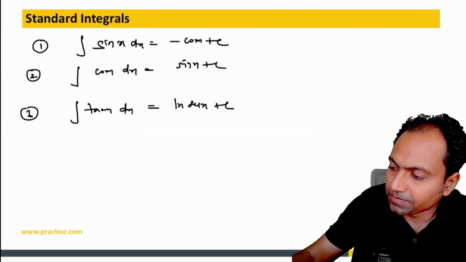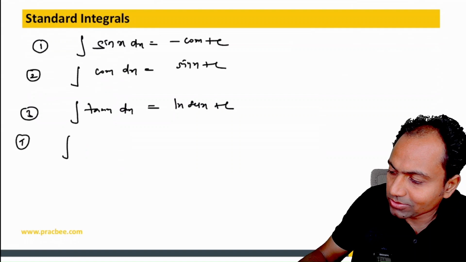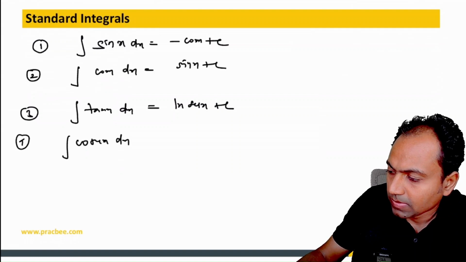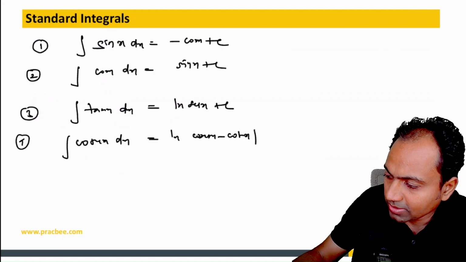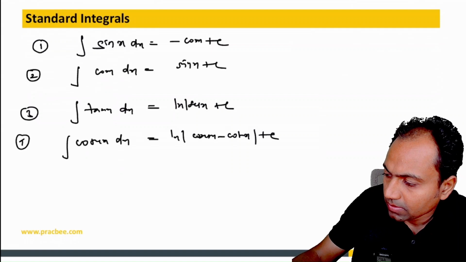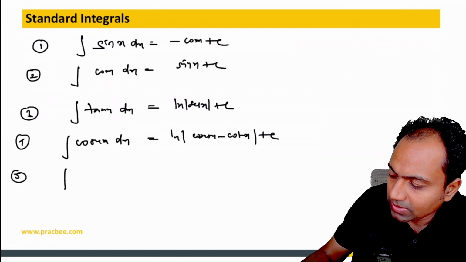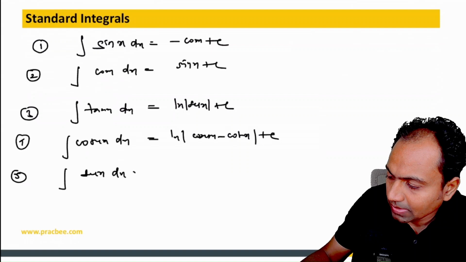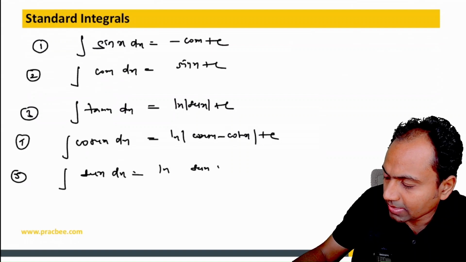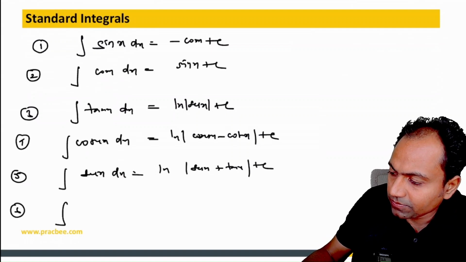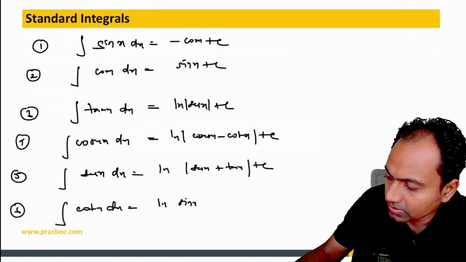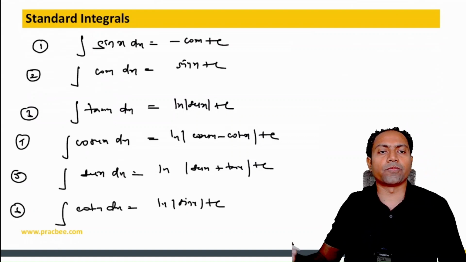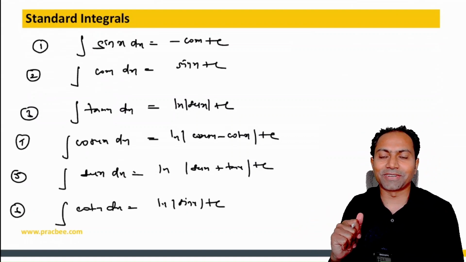Now if I move further and write the value of integration of cosec x, the answer becomes ln of cosec x minus cot x mod plus c. And in the fifth case, if I take sec x, it is ln of sec x plus tan x plus c. And if I take the case of cot x, it is ln mod of sin x plus c. This concludes the basic integrals that are based on trigonometry.